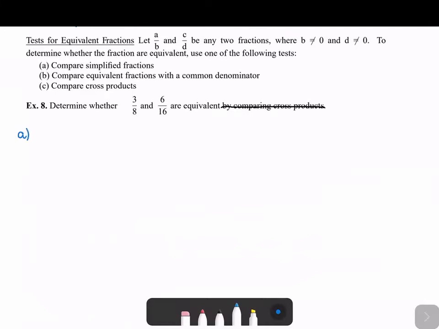So for part A, we want to just compare the simplified fractions. So 3/8, well, 3 is prime, so 3 just has a factor of itself, and 8 can be represented as 2 times 2 times 2. So there are no common factors here. So this is already in simplified form.